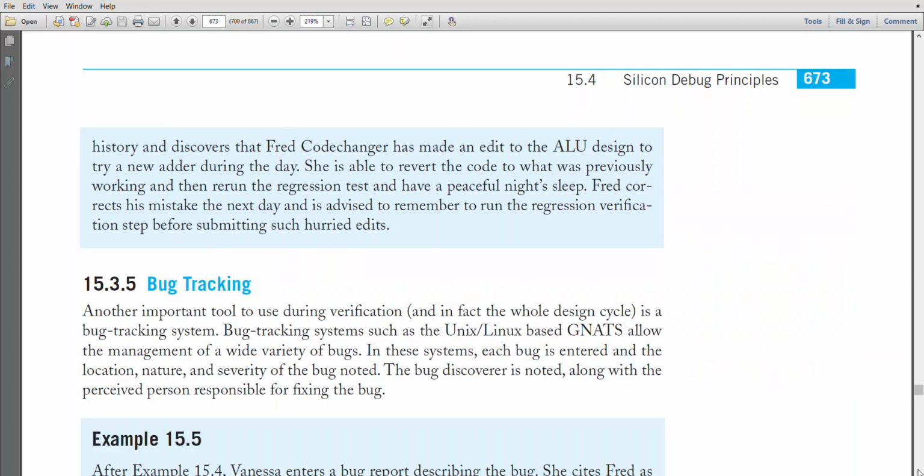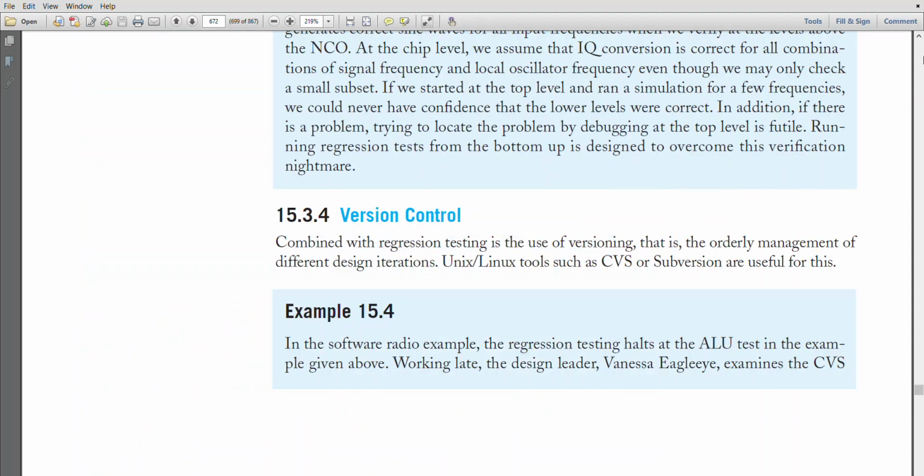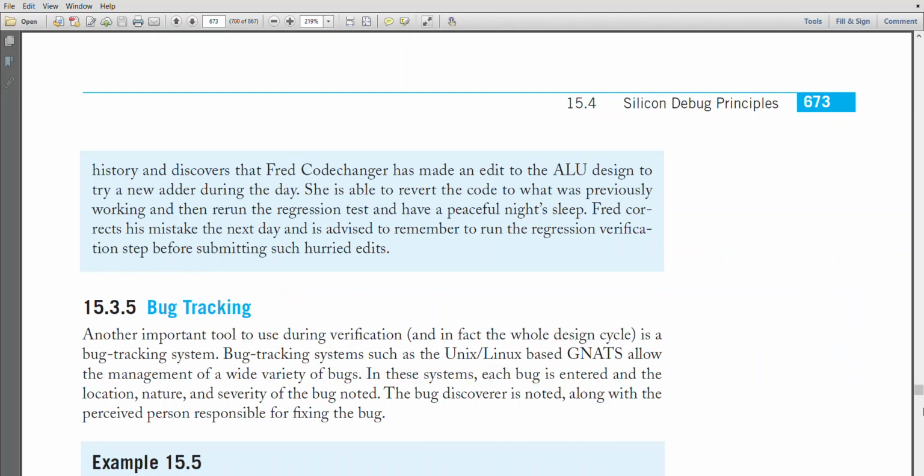Version control and bug tracking are the other things. Version control, combined with regression testing, is the use of versioning, that is the orderly management of different design iterations. Unix or Linux tools such as CVS or Subversion are useful for this. Bug tracking: another important tool to use during verification is a bug tracking system. Bug tracking systems such as the Unix or Linux based GNATS allow the management of a wide variety of bugs. In these systems, each bug is entered and the location, nature and severity of the bug noted. The bug discovered is noted along with the perceived reason or the person responsible for fixing the bug.